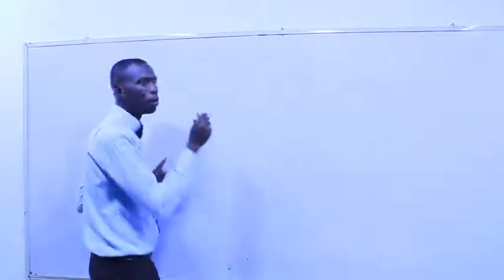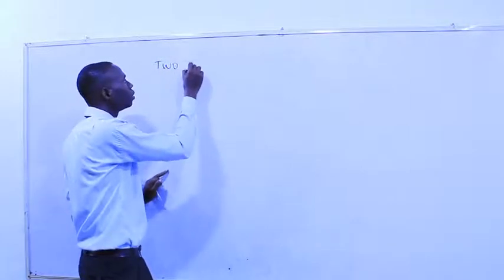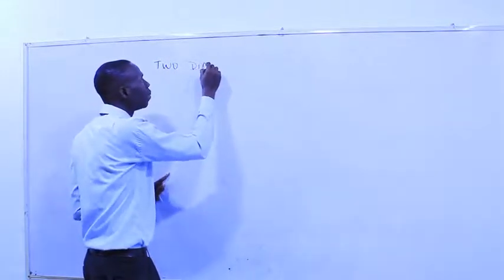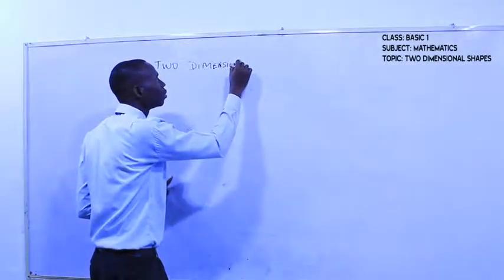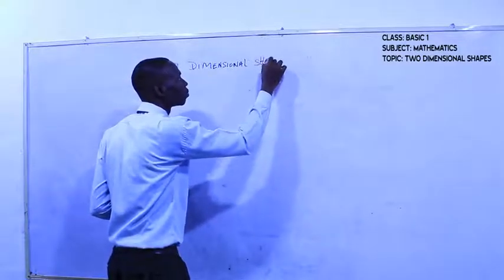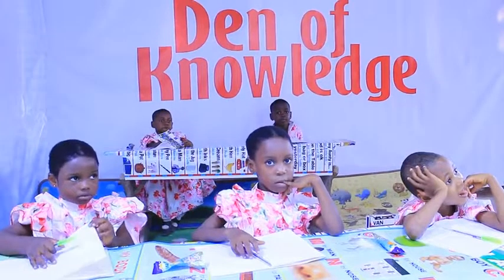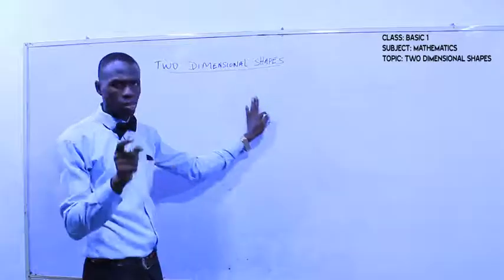Two-dimensional shapes. What is two-dimensional shapes?